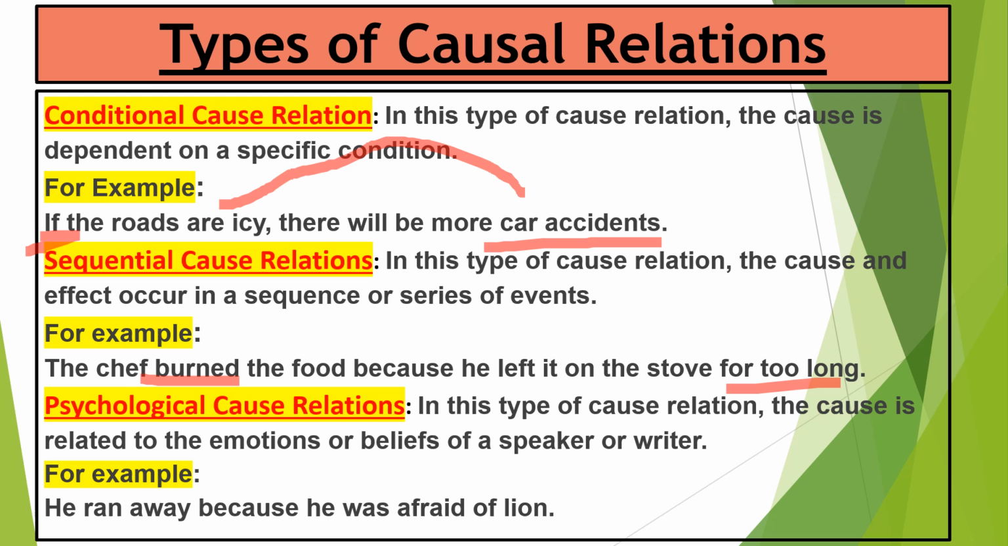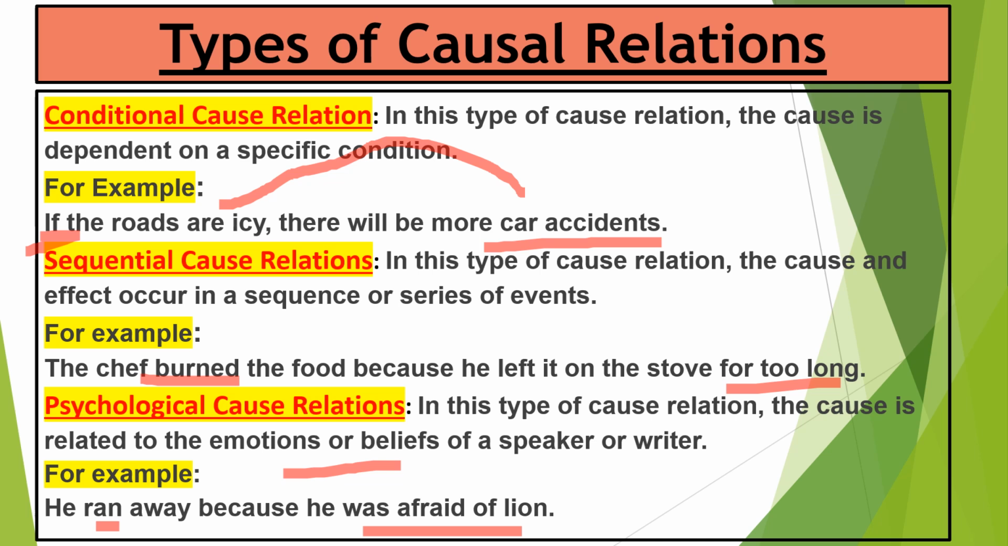Psychological causal relations. In this type of causal relation, the cause is related to the emotions, to the psyche, you could say, psychology, behavior, emotions, or beliefs of a speaker or writer. He ran away because he was afraid of flying. So this deals with the psyche of the person because he was afraid of flying. That is why he ran away. Or you could say he stood still because he was not afraid. Instead of running away, he stood still after watching a lion, because he was braver in comparison to other boys.